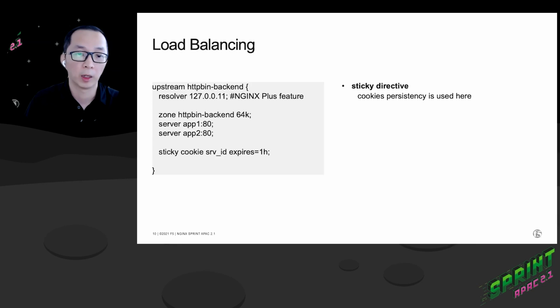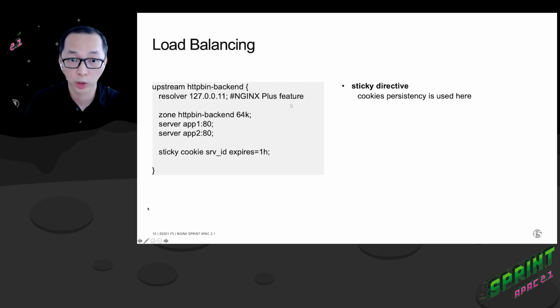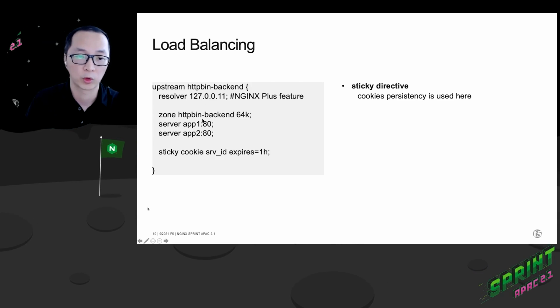Later in our example, we're going to use Docker Compose. Instead of using a static IP address, I'm going to use the service names, app1 and app2. Because of the service names, NGINX needs to be able to resolve them, hence I'm using a resolver directive. This resolver directive in the upstream block is only available in NGINX Plus, the commercial version. This is the Docker internal DNS, 127.0.0.11, so NGINX will resolve the app1 and app2 services to the correct IP addresses.